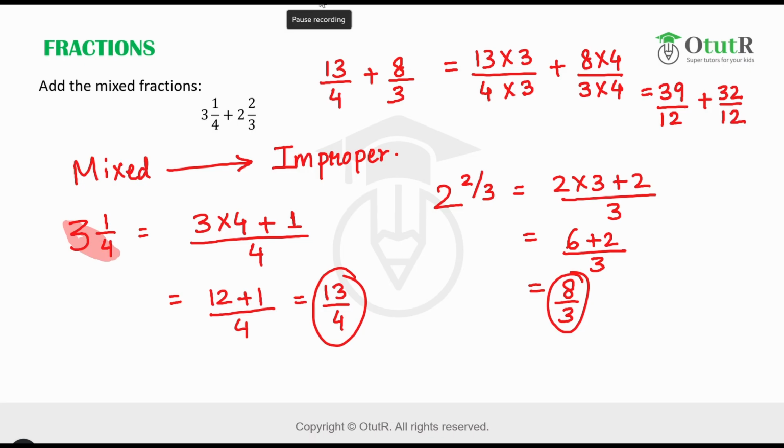And if I add these two things up, I am getting 71 over 12 as my final answer. So the answer for this is 71 over 12. Okay, that's it.